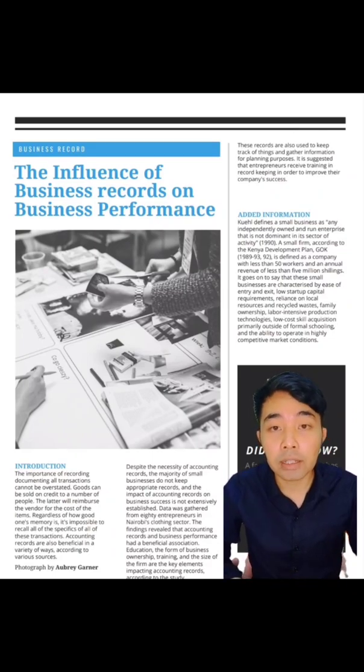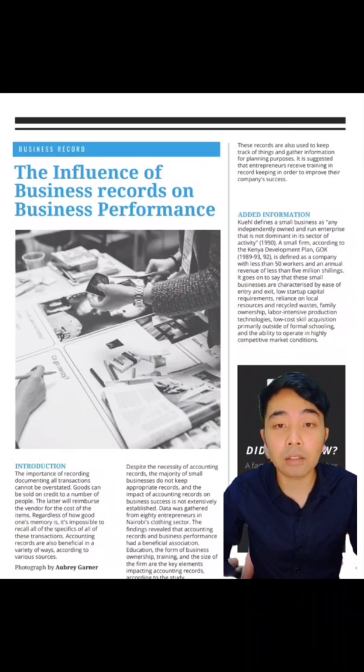For introduction, the importance of recording and documenting all transactions cannot be overstated. Goods can be sold on credit to a number of people. The latter will reimburse the vendor for the cost of the items. Regardless of how good one's memory is, it's impossible to recall the specifics of all of these transactions.